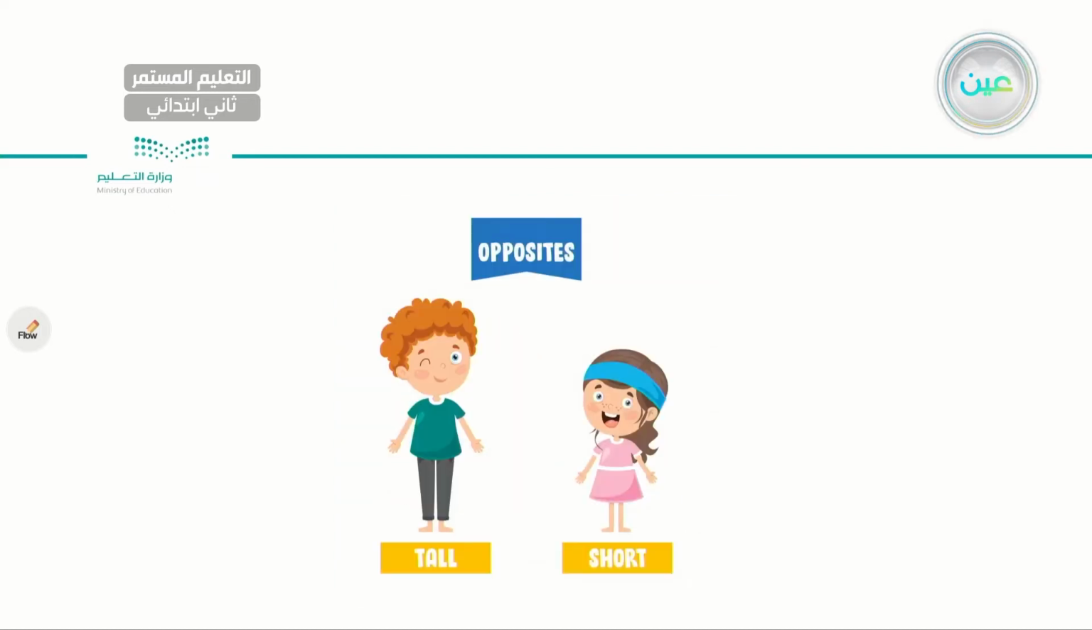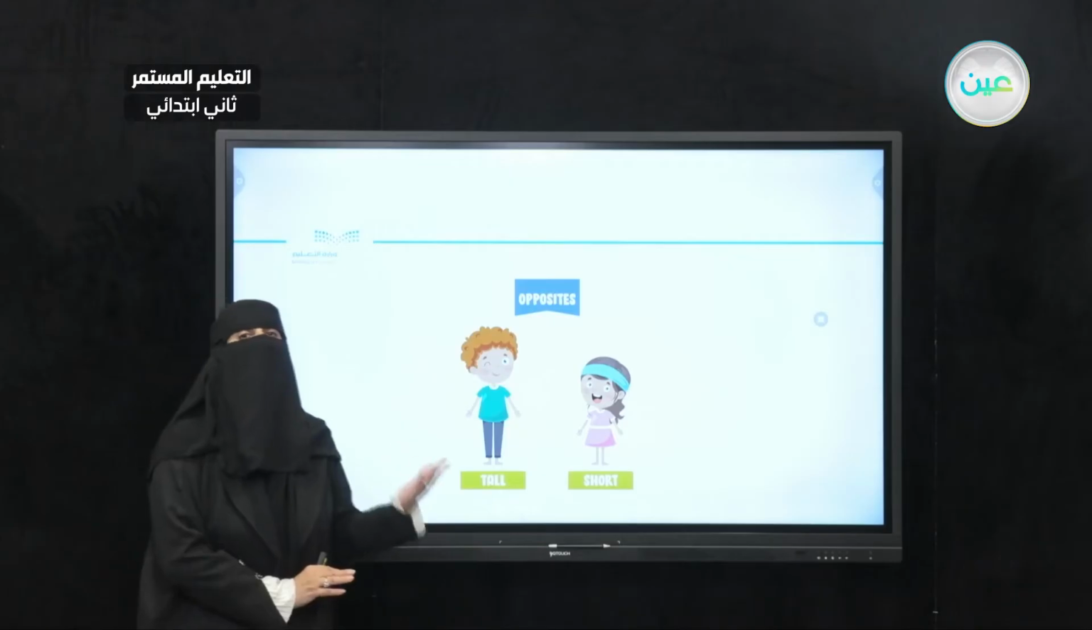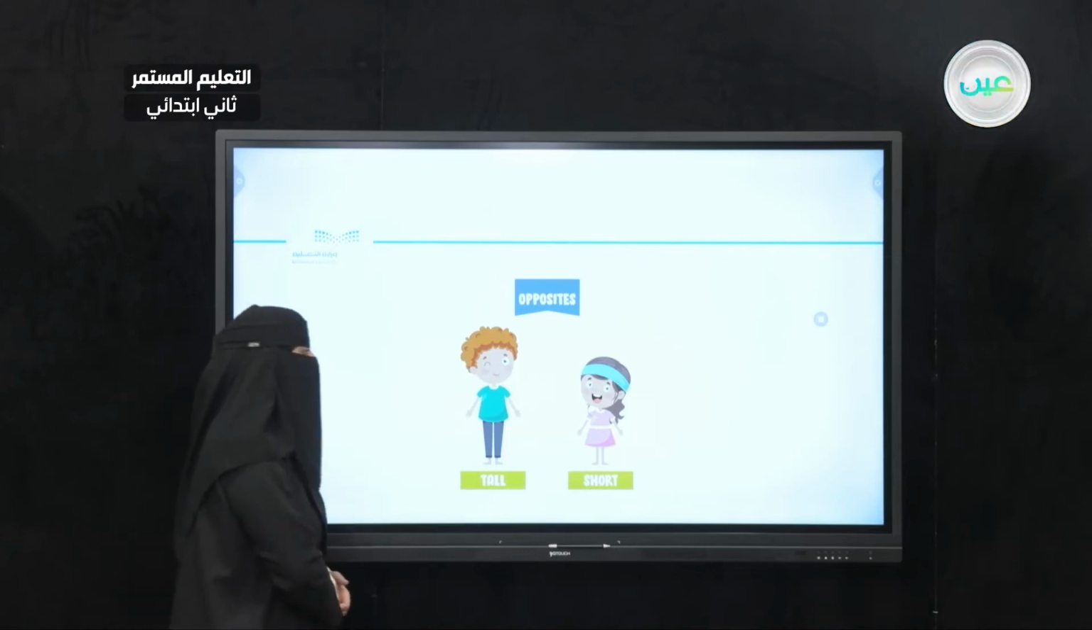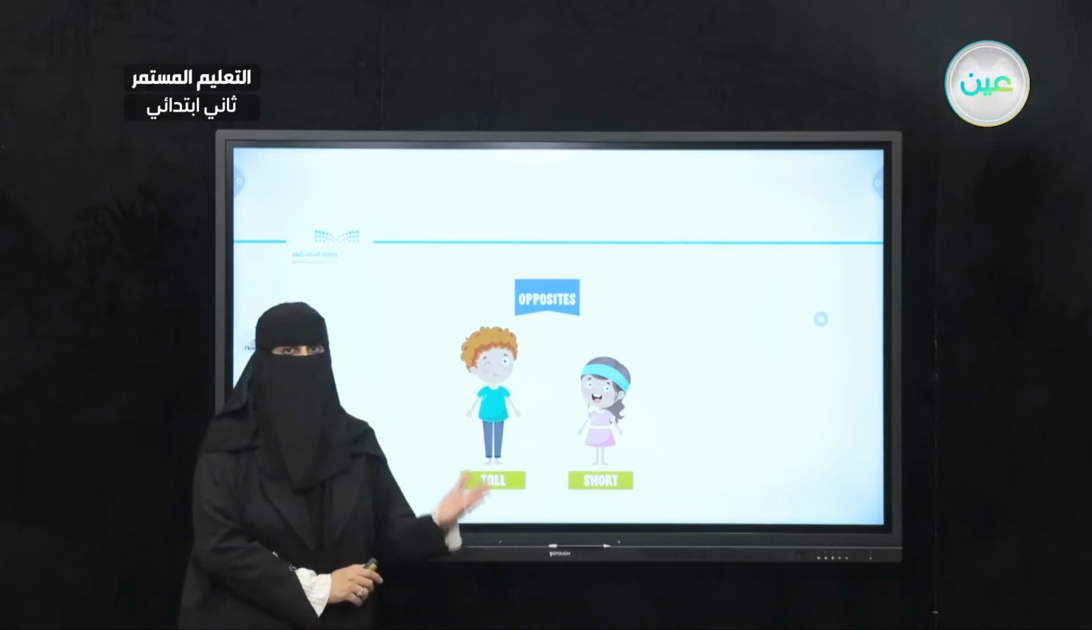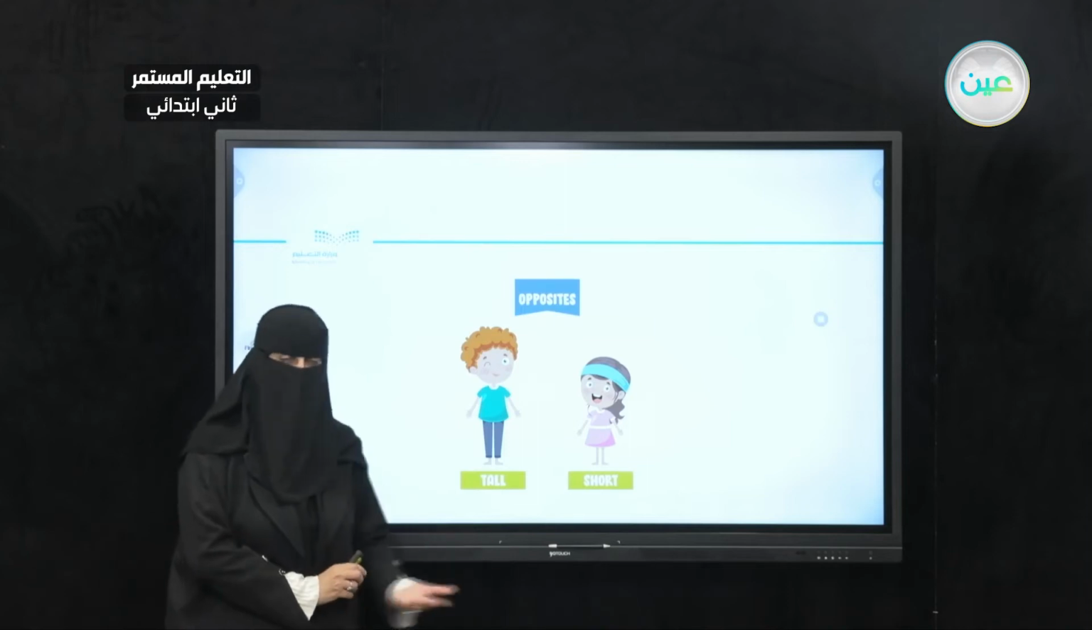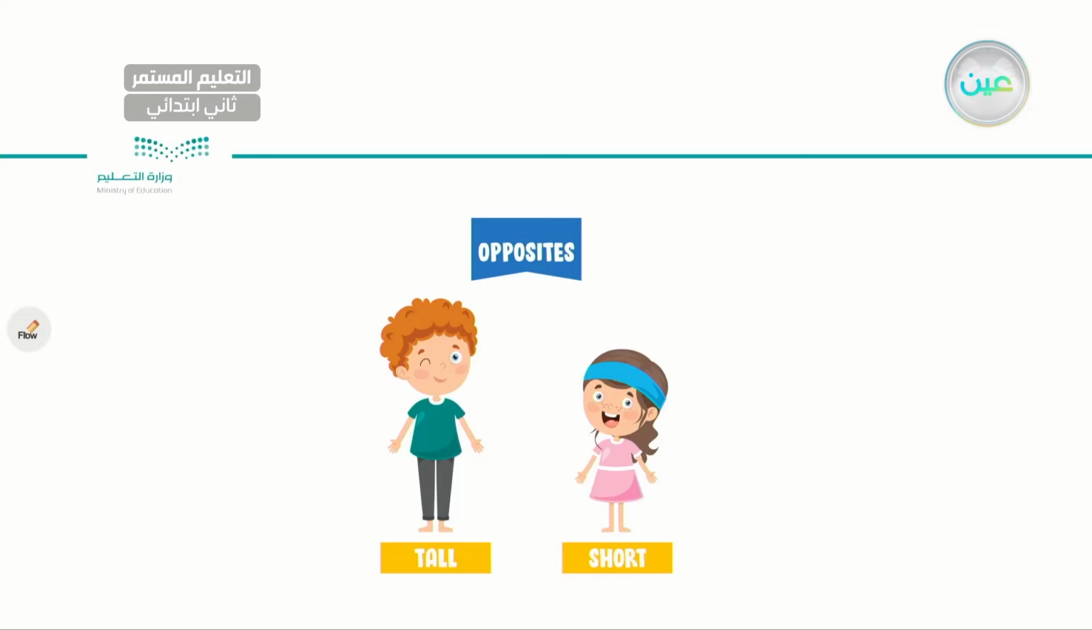How about these two kids? Now, the boy to your left, if you are going to describe him, he is tall. He is tall. Very good. What about his sister? She is not tall. She is short. So let's read together. Tall. One more time. Tall. Very good. Short. One more time. Short. Very good, my dear student.